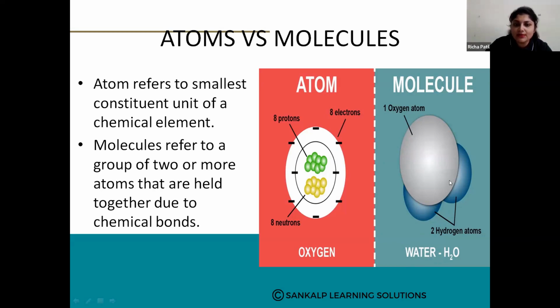What is an atom? It is the smallest particle of matter of an element. And what is a molecule? It is a group of two or more atoms which are combined or held together due to chemical bonds. So this is atom and molecules. Can you give me other examples of molecules?